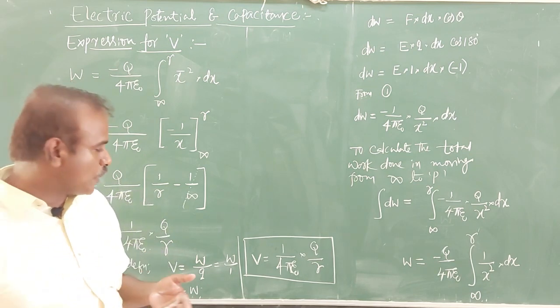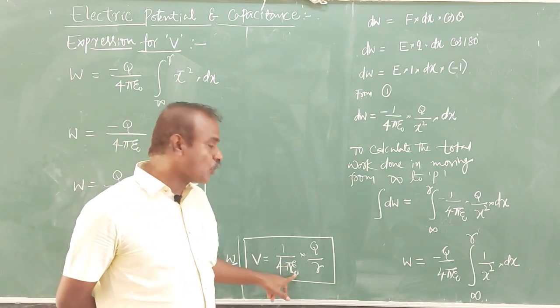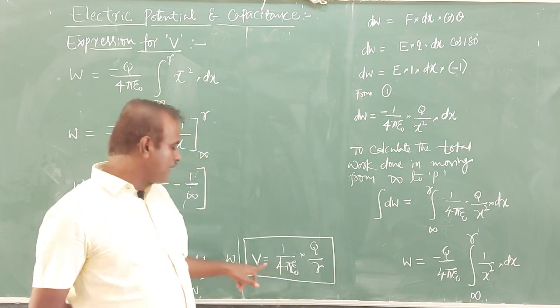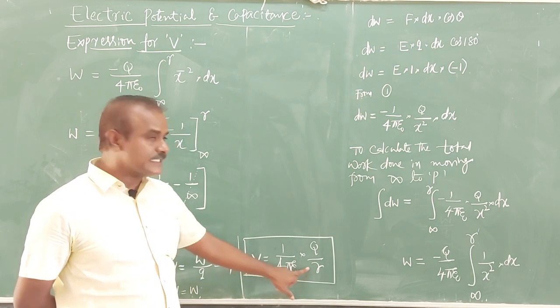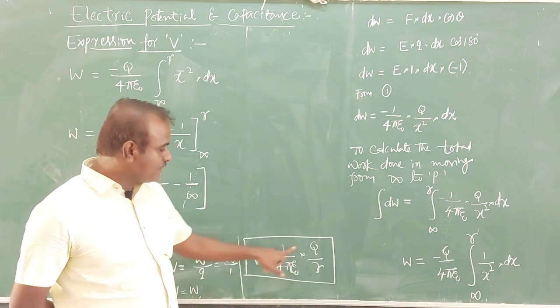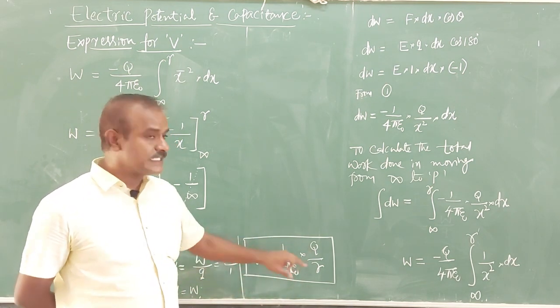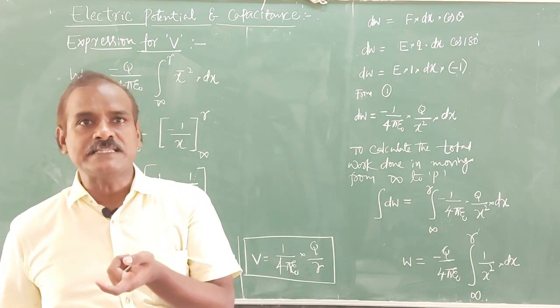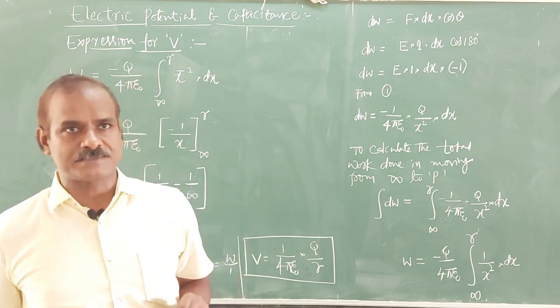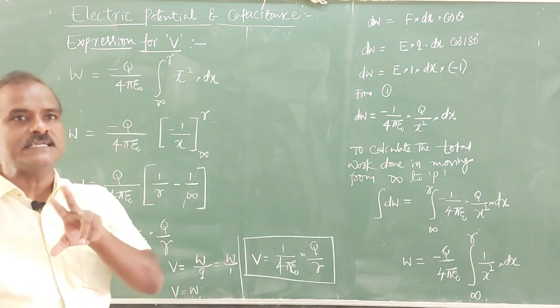For other than air or vacuum, as we know, we write 1 by 4 pi epsilon. And you will see that potential varies inversely with the distance, directly with charge, inversely with distance. Unlike field intensity, which varies inversely with the square of the distance, it is just inversely with distance.